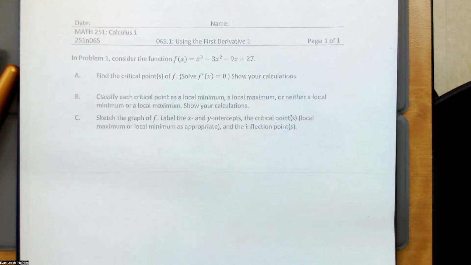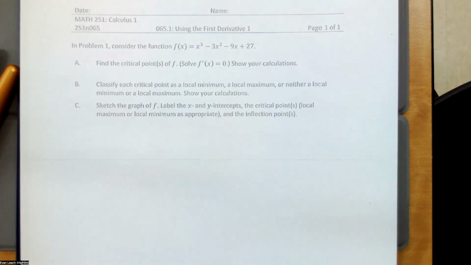So we're going to start with the easiest one. I want you to think about this function. f of x is x cubed minus 3x squared minus 9x plus 27. A couple days ago, I asked you to think about what a cubic function with real coefficients could look like. Here's an example of a cubic function with real coefficients. I want you to think about what it looks like.